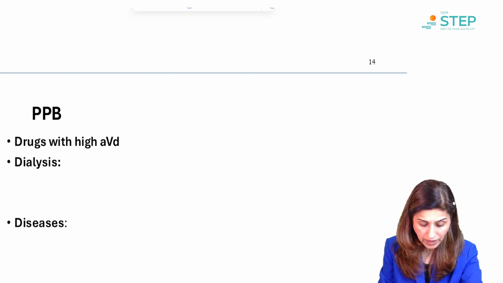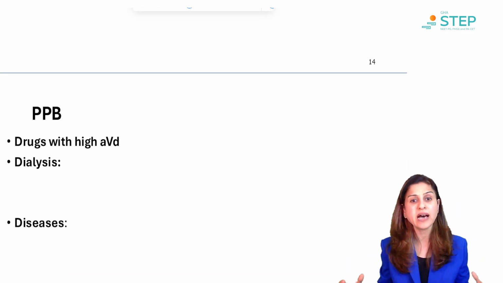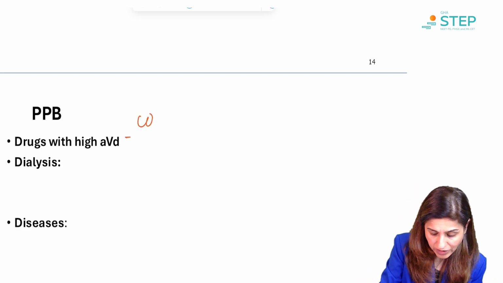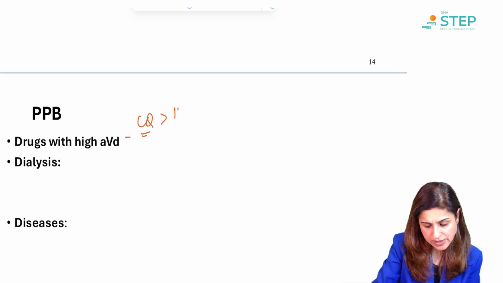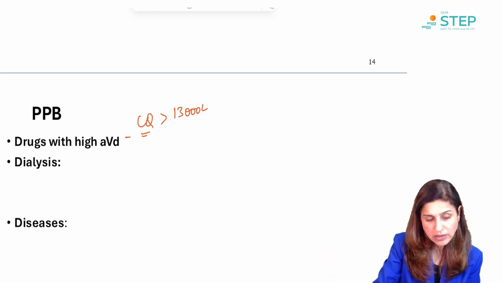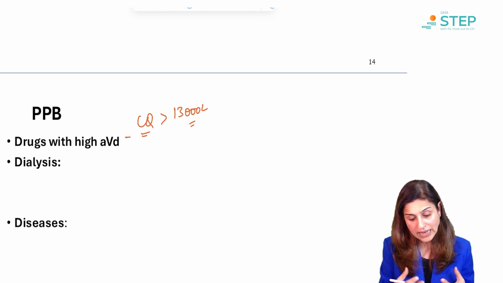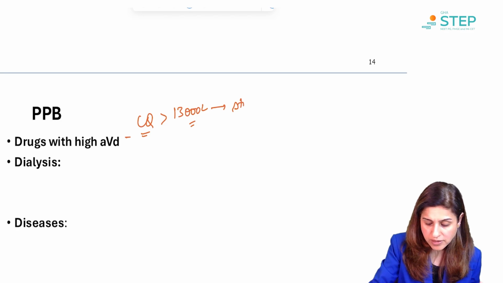So, drugs with high apparent volume of distribution. I told you that some drugs have very, very high volume of distribution. For example, a drug like chloroquine has a very high volume of distribution, let's say more than 13,000 liters. Do you think we have that much plasma in us? No. Why does it have such a high volume of distribution? Because it is getting stored in certain tissues.